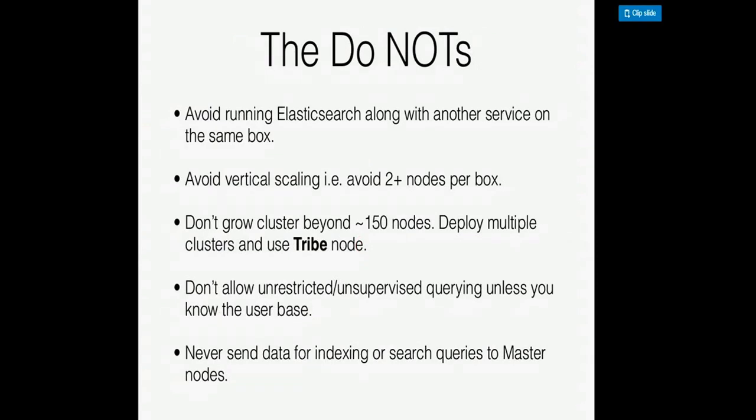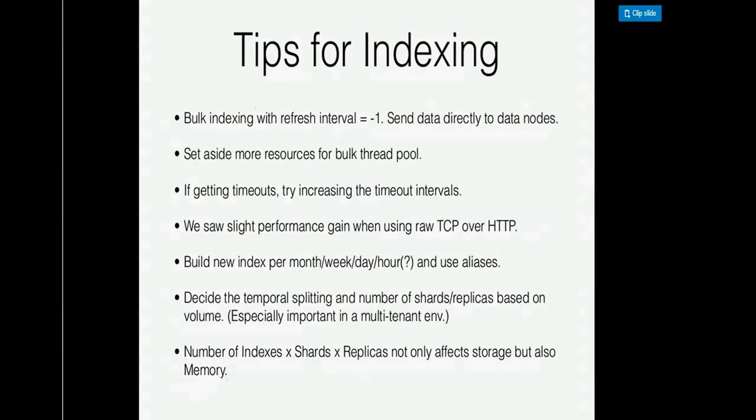Avoid running Elasticsearch along with another service on the same box, and avoid vertical scaling, because horizontal scaling is the best: it distributes the whole bunch of data across different nodes, and when we perform a query we will get the data very fast. Don't allow unrestricted, unsupervised querying unless you know the user base, and never send data for indexing or search queries to master nodes.